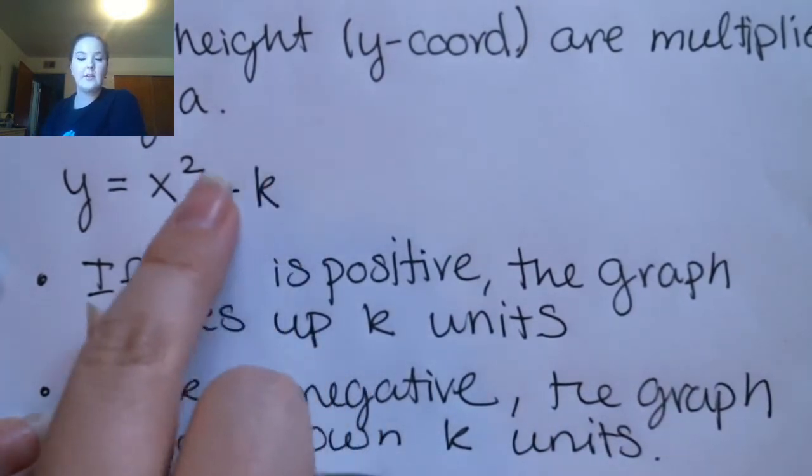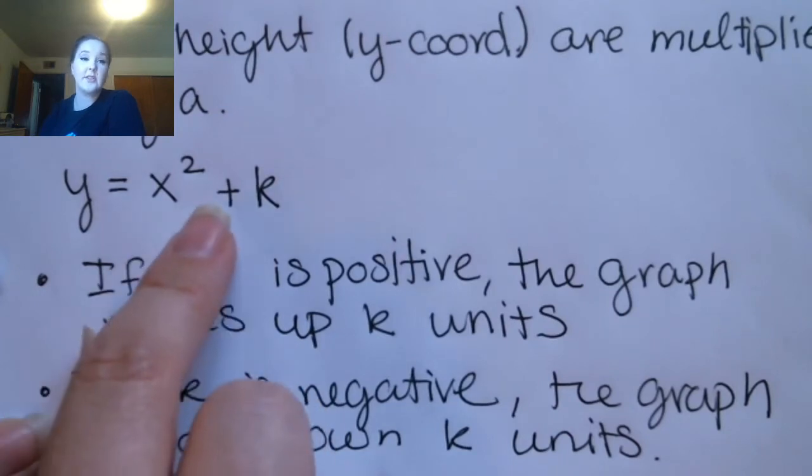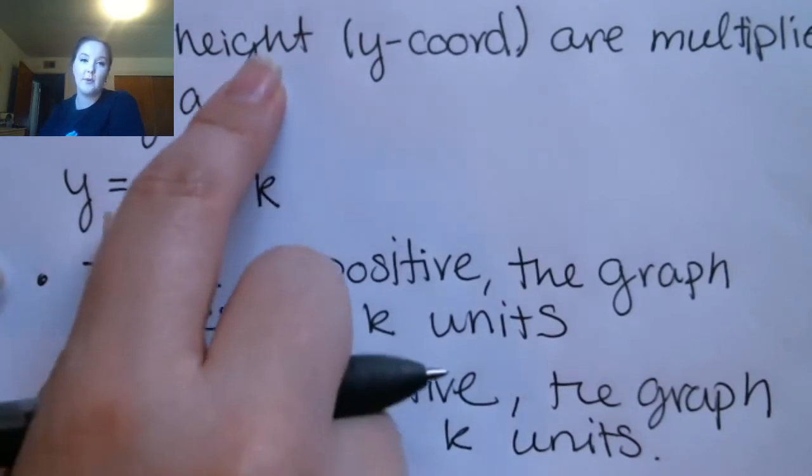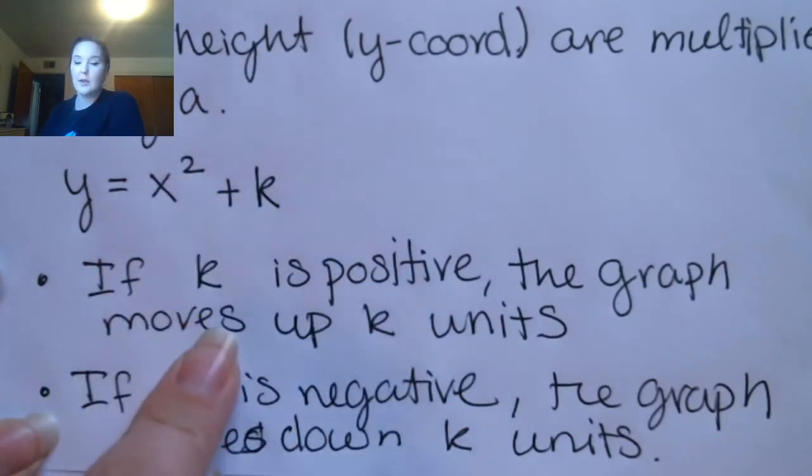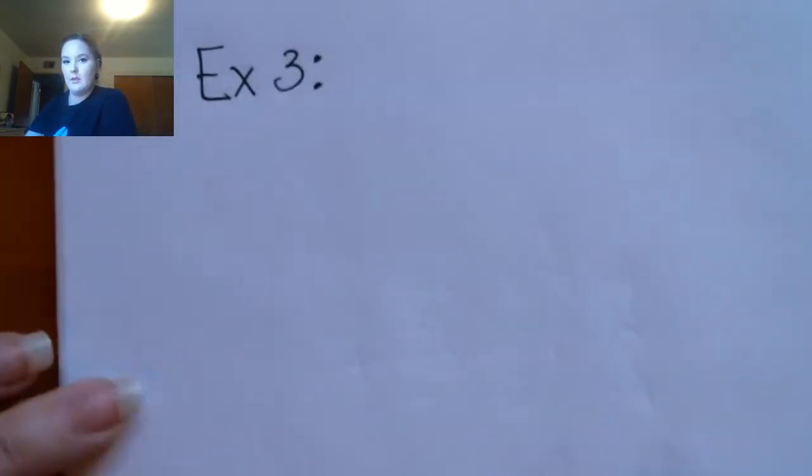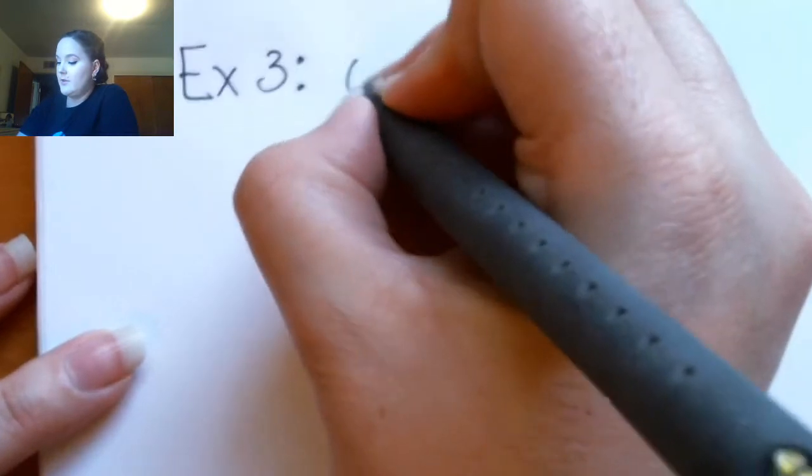Okay, so adding or subtracting a number out here changes the graph, right? Adding something will move it up, subtracting something will move it down. So we are going to use that information to make a graph ourselves. This is going to be our example where we are creating the graph.